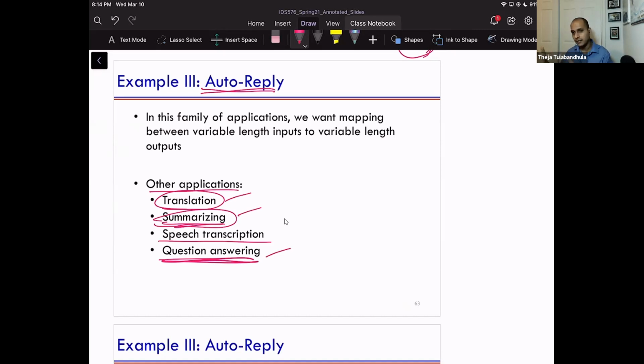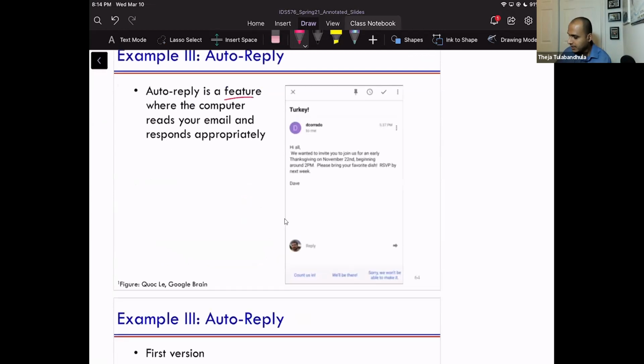Okay, not just RNN, and we'll see something else next lecture, next session, which is about transformers, and they are interchangeable. You can use any of these models to solve these seemingly difficult to solve problems, at least from what we knew before, right? So let's talk about auto reply. Auto reply, as I said, is a feature where given an input email, you want to produce a response appropriately given the input email, right?